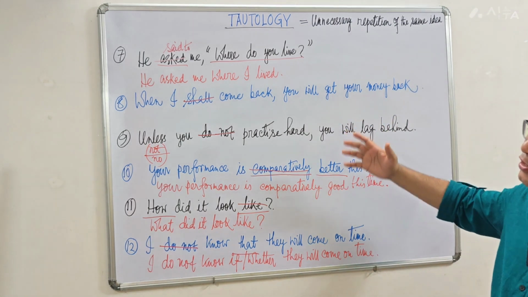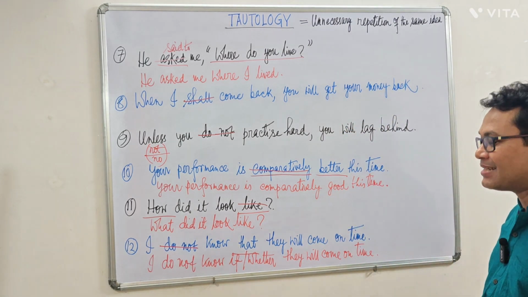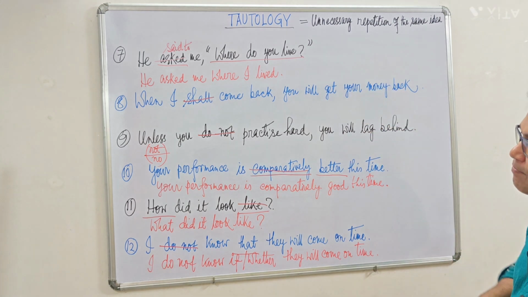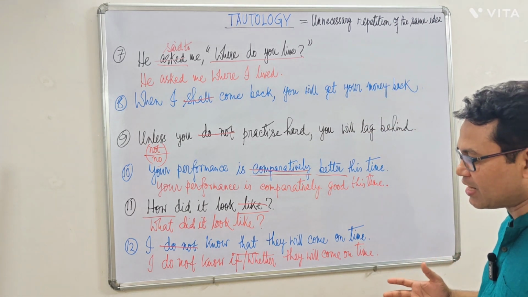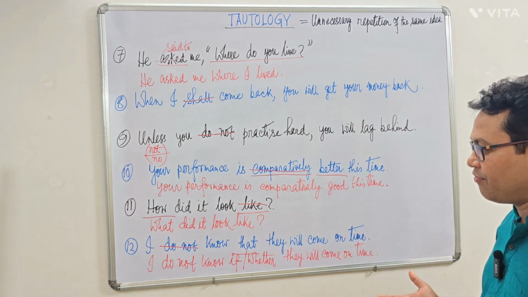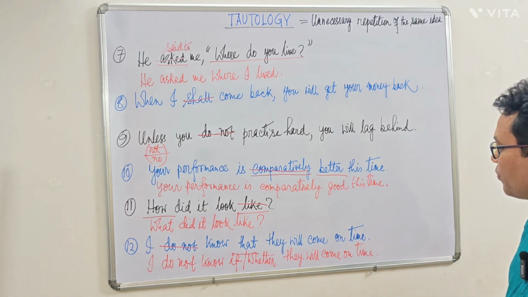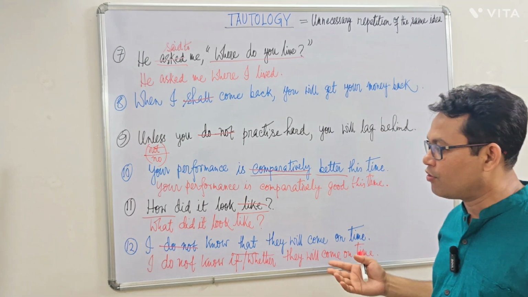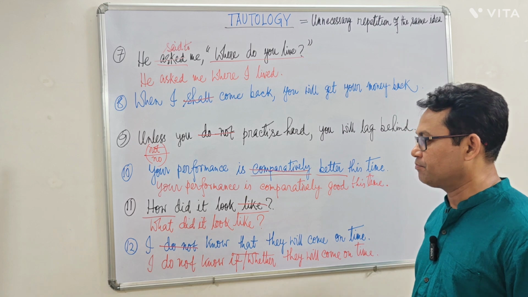Alright friends, so these are the 12 situations or cases or contexts where we knowingly or unknowingly apply tautology, because tautology is something which is a matter of style, a matter of special effect, but in normal day-to-day prose, we must not use tautology. Rather, we must avoid it in our conversation or composition or writing.